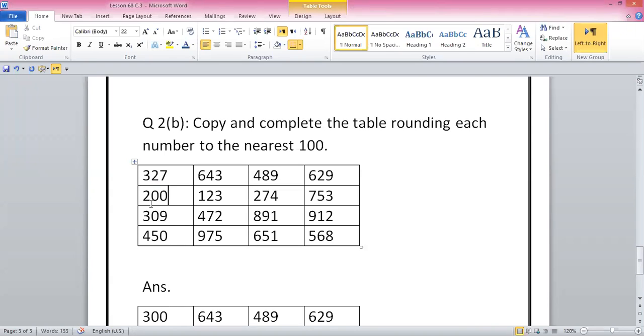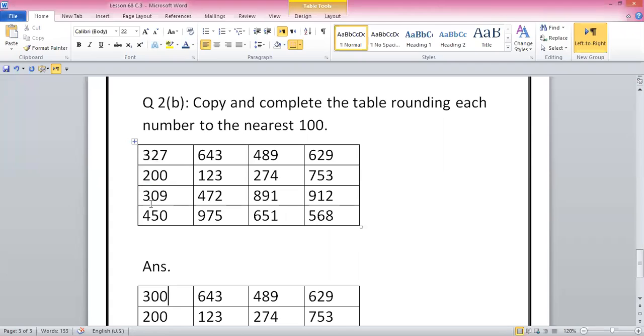This is 200. Guys, it is already rounded off, so you don't need to round it off. It will be the same, 200. Look at this. This is 309. In 309, you look at the hundreds place, that is 3, then check the number exactly right to that 3, and that is 0. So 0 is less than 5. So you are not going to add any number here.